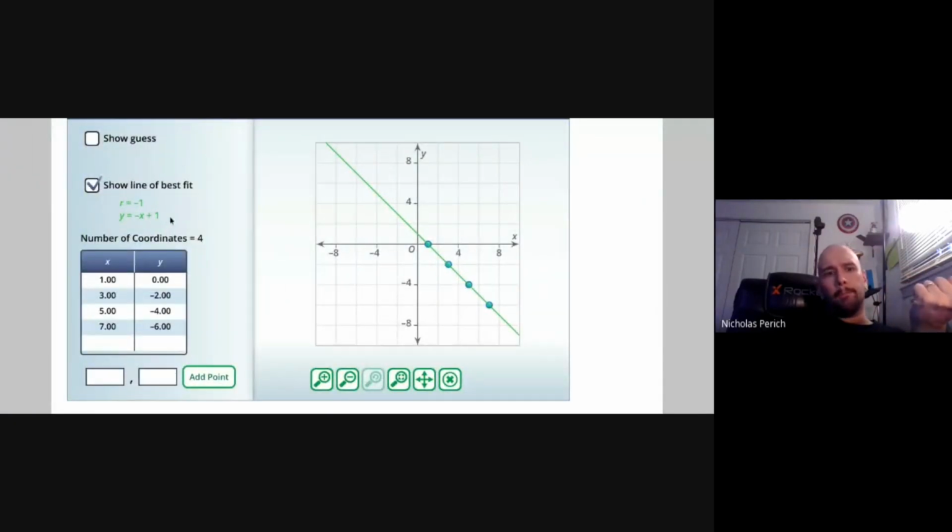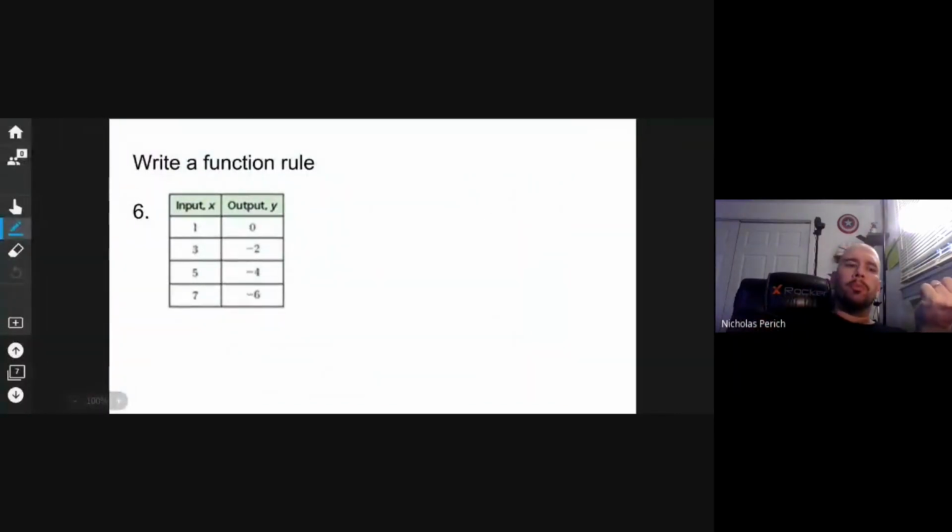This is what I got. Y equals negative x plus 1. So I'm going to write out y equals negative x plus 1.